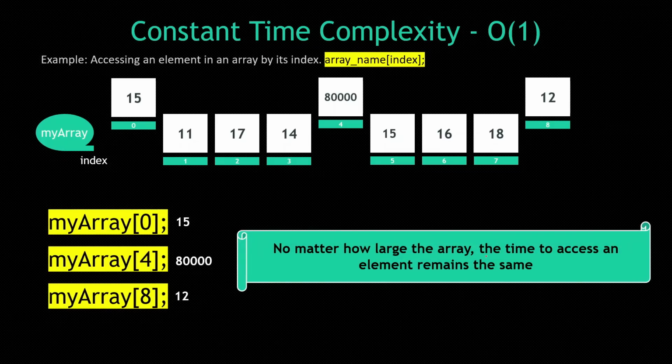No matter how large the array, the time to access an element remains the same, as we don't need to check each of the items one by one. We simply call the index and we will get the value. So here n is constant. If n equals 500, that means the array length is 500. Still, if we want to find the value of index 400, the time to access this element remains the same. We don't need to check one by one. So this is also O(1) complexity. Here also n is constant.